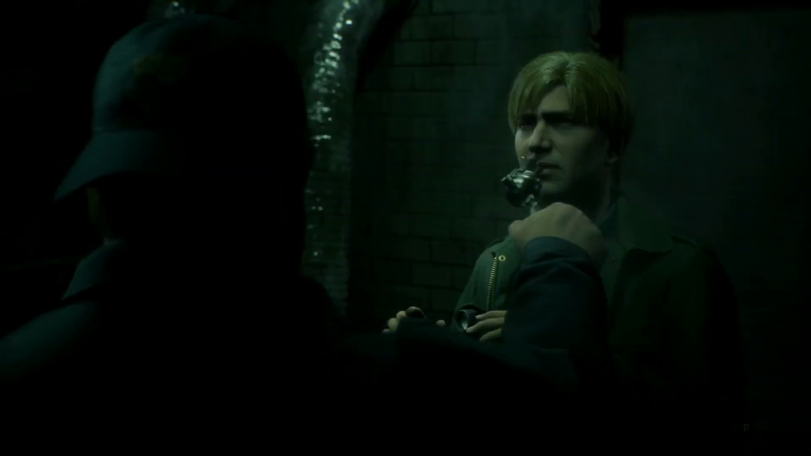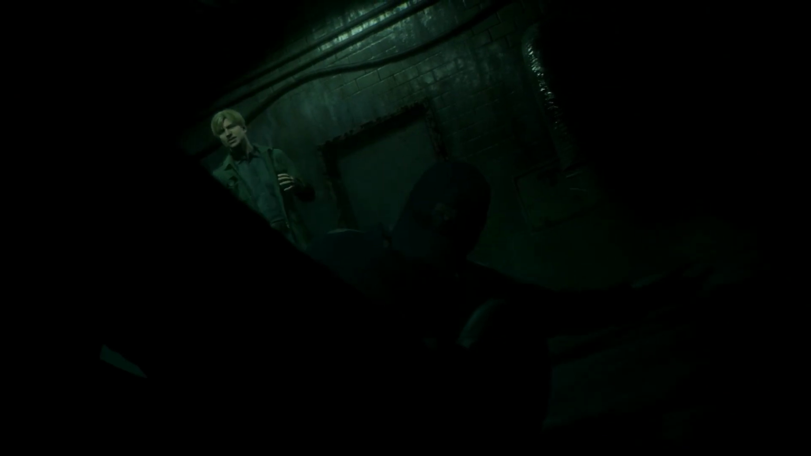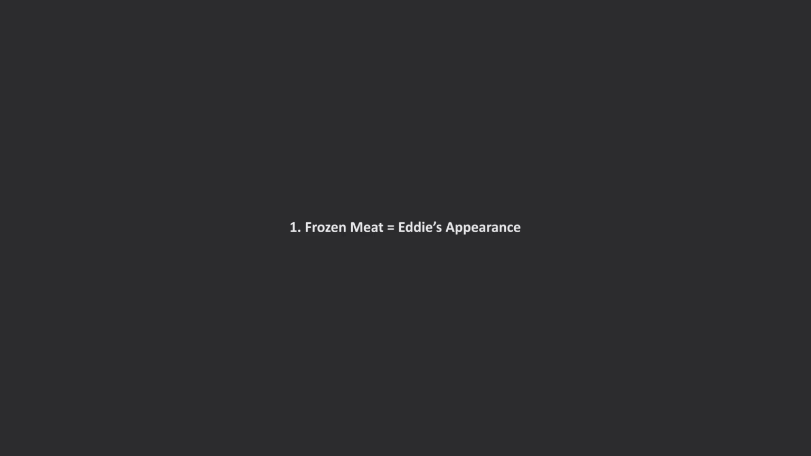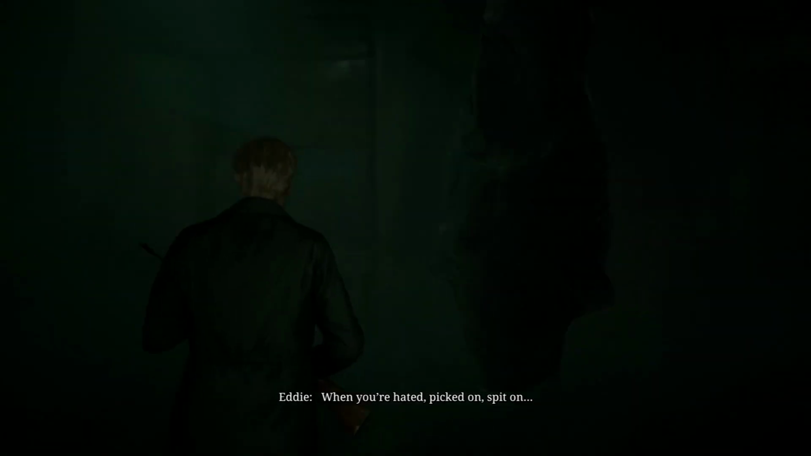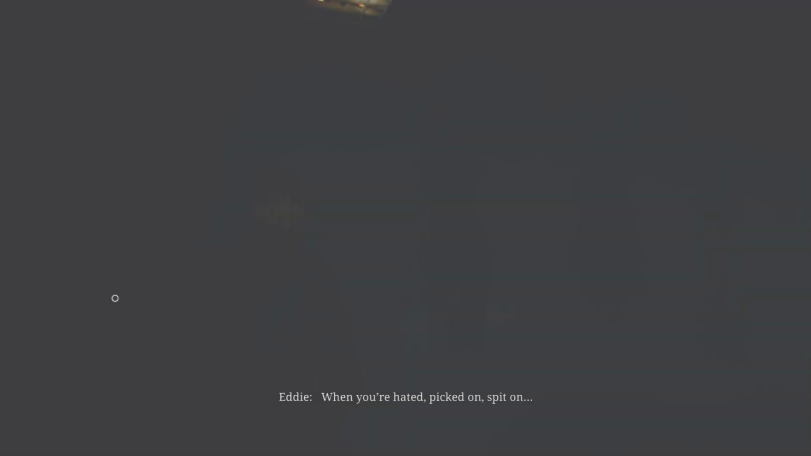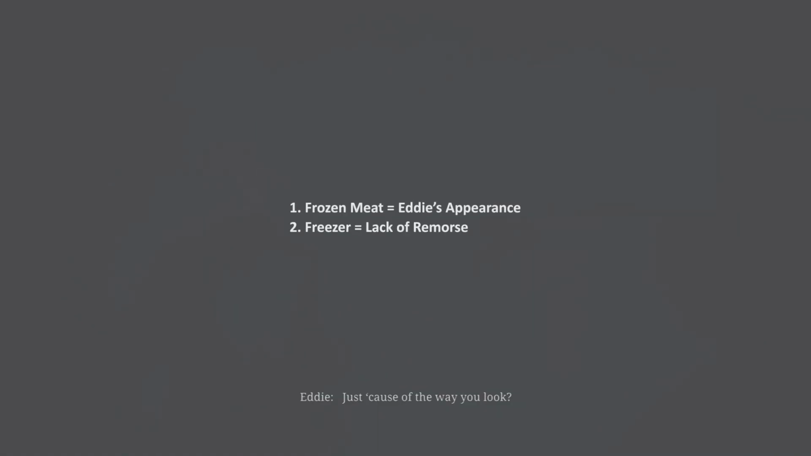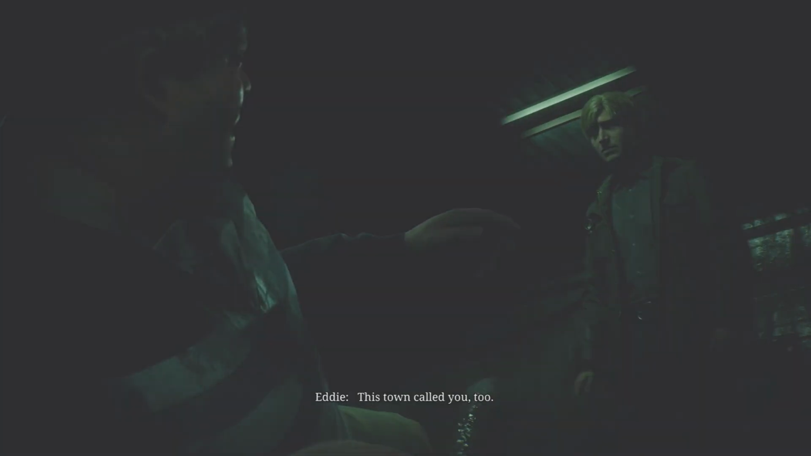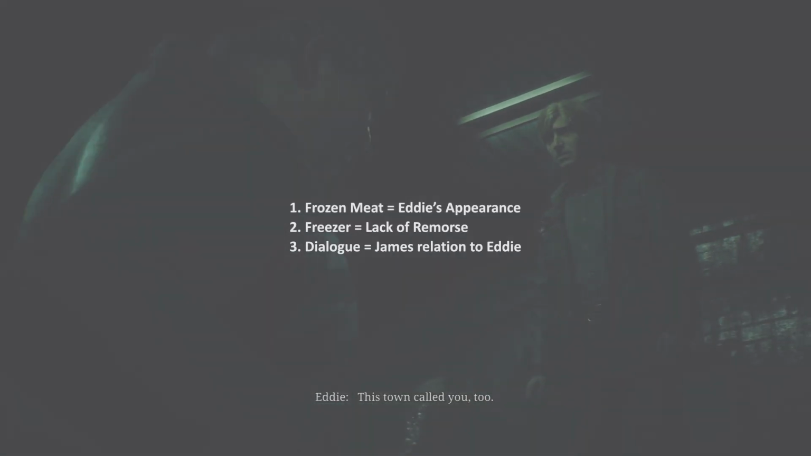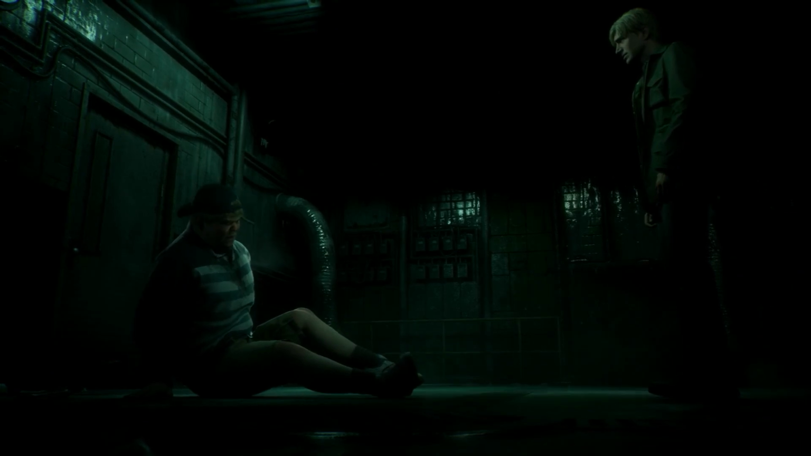In retaliation, James will fight him in a large freezer where we encounter three symbolisms of Eddie. First, the frozen meat, meaning Eddie's physical appearance, an overweight individual. The freezer, which translates to Eddie's lack of remorse for his actions. And lastly, Eddie's relation to James, reading the lines of his dialogue.